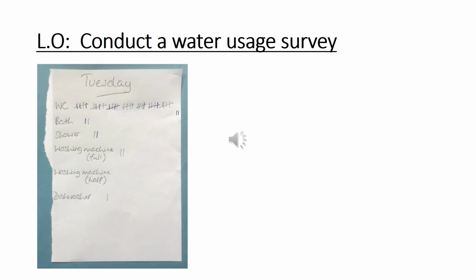The bath was used, well, that's easy, we don't even have to count, do we? We can just see that that says 2. Shower was used twice. The washing machine was used twice. On a full load, it wasn't used at all on a half load, and the dishwasher was used once. So your sheet at the end of tomorrow, at the end of Tuesday, will probably look something like that. It doesn't need to be neat, but it does need to be clear so that you can understand it later.